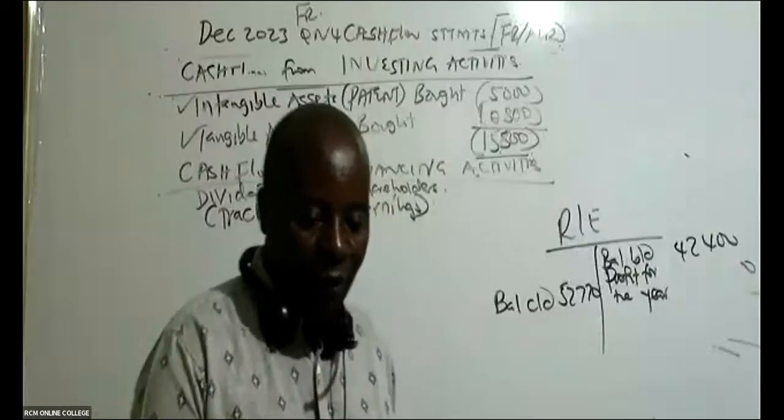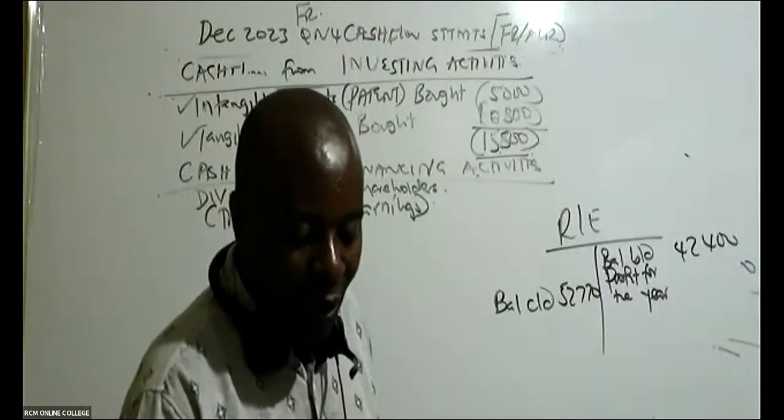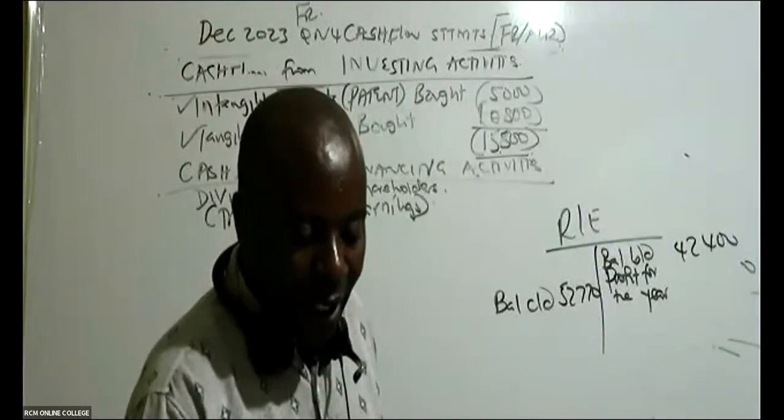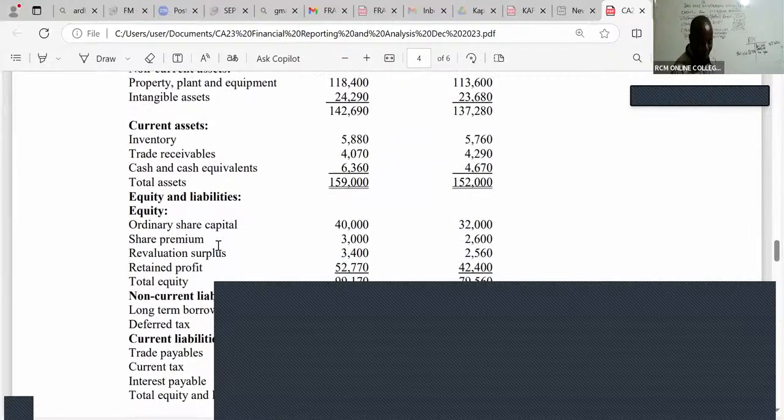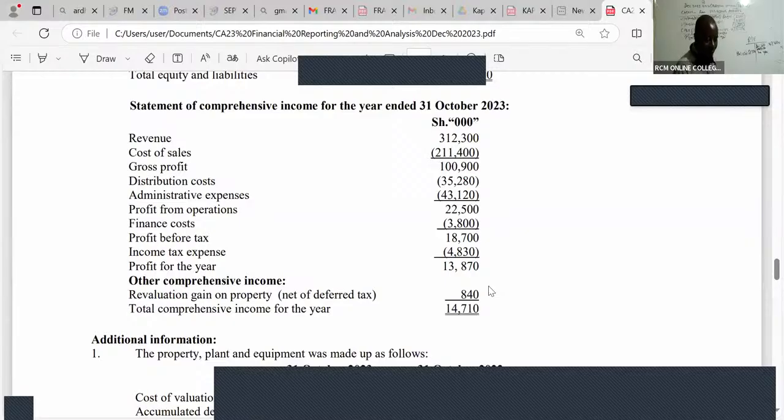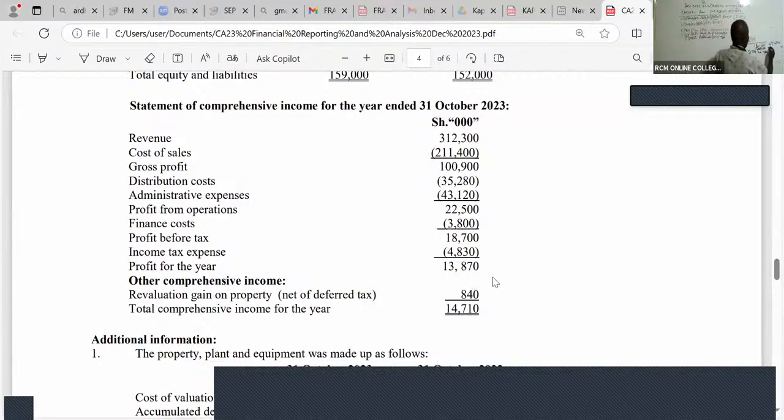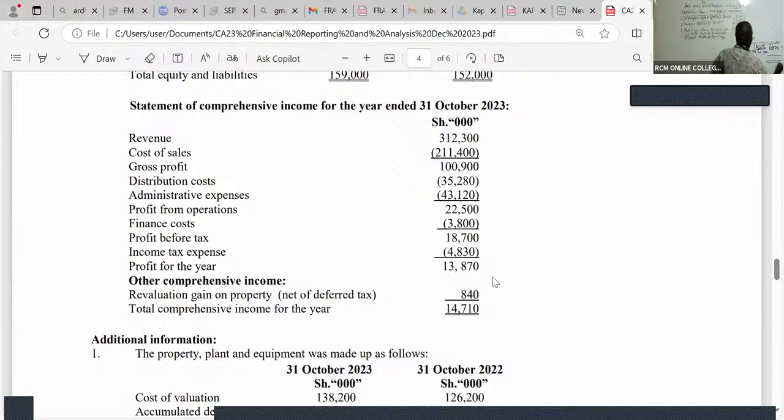So in this case, profit for the year. Are you able to see the profit for the year? Let's check. Go to your income statement and see the profit for the year. Leave this comprehensive whatever. It is profit for the year. The profit after tax is 13,870. And then you balance your accounts.